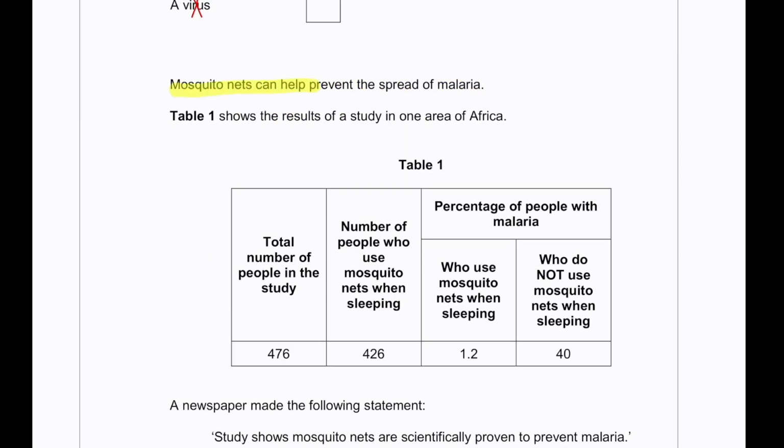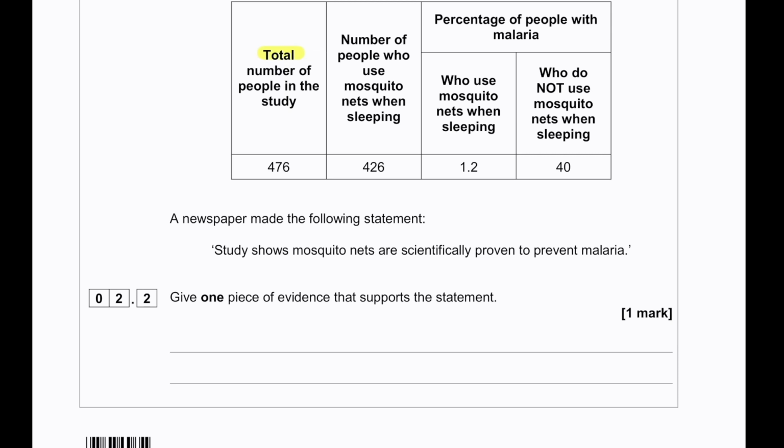Mosquito nets can help prevent the spread of malaria. Table 1 shows the results of a study in one area of Africa. We can see the number of people under the study, which is 476. The number of people who use mosquito nets when sleeping is 426. Those who did not use mosquito nets when sleeping is 40, and the percentage infected among those who use mosquito nets is 1.2. So you can see 40% of the people who slept without a mosquito net were infected with malaria, and only 1.2% of people who were using mosquito nets were infected with malaria.